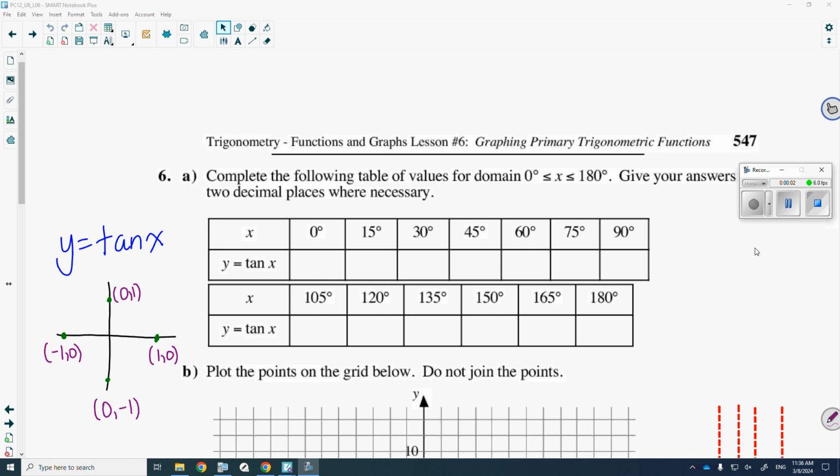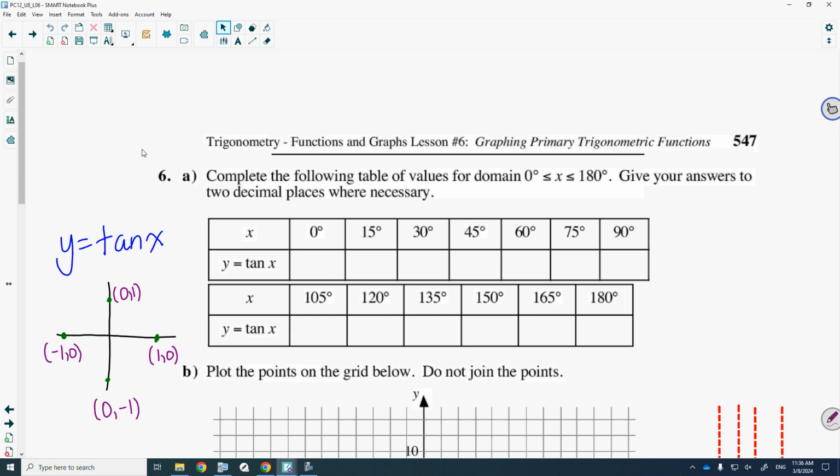This video is going to be on the graph of y is equal to tan of x and everything that you need to know associated with that graph. It will correspond to lessons 6 and lesson 7 in your workbook. So if you can open up to page 547 in your workbook, and we will graph y is equal to tan of x.